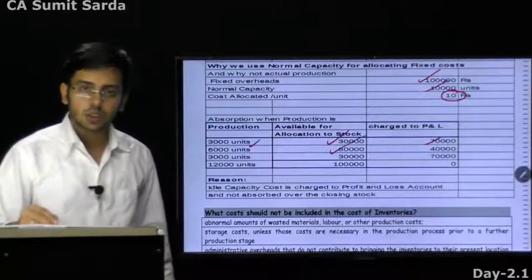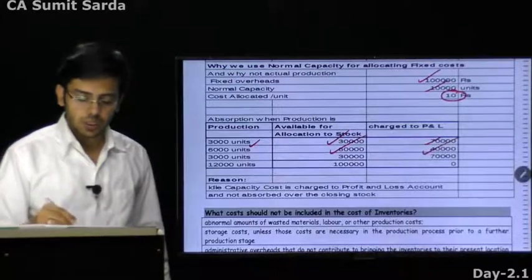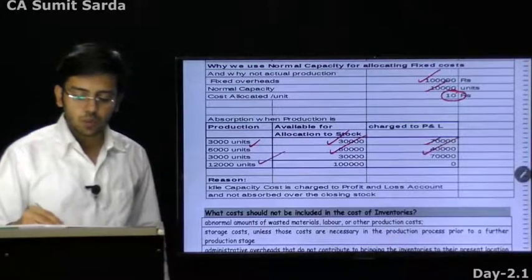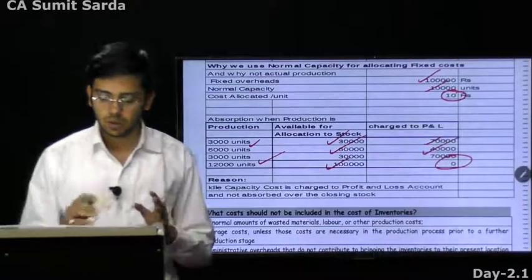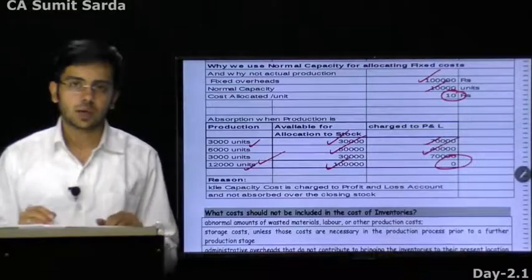6,000 units were made, 60,000 to inventory, 40,000 to P&L. 12,000 units made, 1 lakh rupees to be allocated to inventory, 0 to be transferred to P&L, no abnormal gain. Actual production has been higher, 12,000 units.